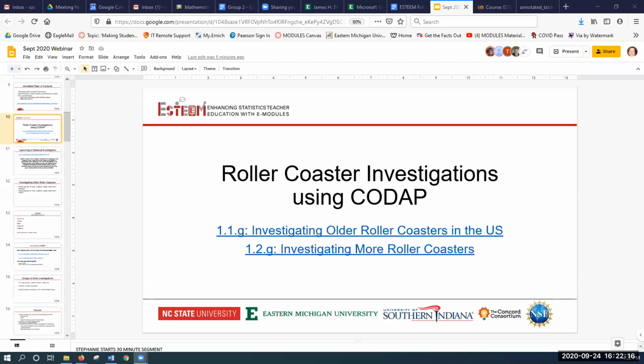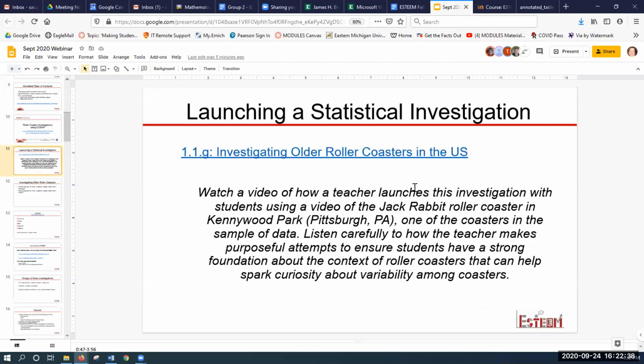The first thing I want to highlight, though, is in addition to getting pre-service teachers familiar with statistics, we also in our materials get them up and running with how to teach statistics. So I want to highlight that with the first CodeApp investigation in our materials, which is 1.1G, investigating older roller coasters. At the start of that activity, before they get to use CodeApp themselves, they watch a video of Holly Lynn launching a statistical investigation of this roller coaster data set that the pre-service teachers are about to investigate themselves. And it's important that through this, we are teaching our pre-service teachers key aspects to address in the launch of a statistical task. There are things about statistical tasks that are different than mathematical tasks, and that needs to be attended to in the launch of these types of activities.